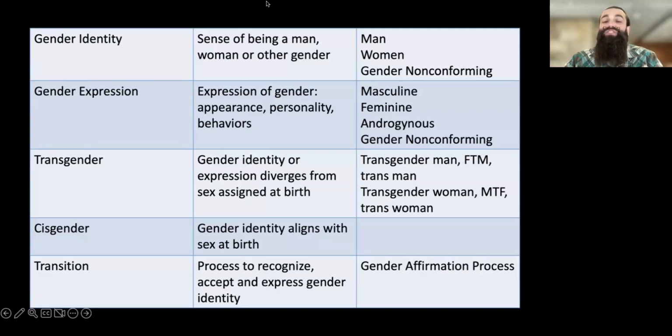Your gender expression is your appearance, your personality, your behaviors, sort of how other people perceive you. So it's masculine, feminine, androgynous is another term for when you can't tell, gender nonconforming. So a lot of times people who are non-binary will be sort of gender nonconforming. They may have some clothing or jewelry that are traditionally thought of as being feminine, and others that are thought of as being masculine, their hairstyle and makeup.